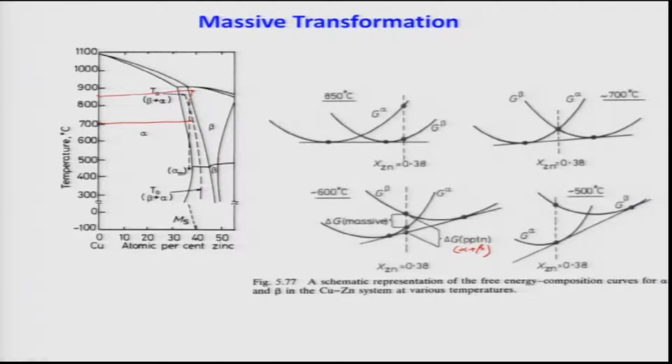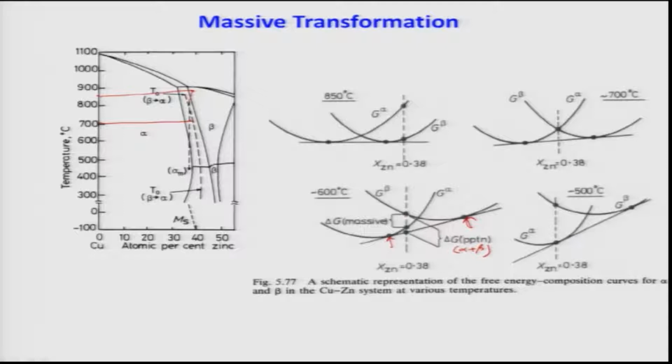Now, for the massive, there will be no change of composition. Remember, precipitation will lead to, this is the alpha composition, this is the beta composition. The alloy composition was this. So, that will lead to separation of the distribution of the alloy elements between alpha and beta. Alpha will be rich in copper, beta will be rich in zinc.